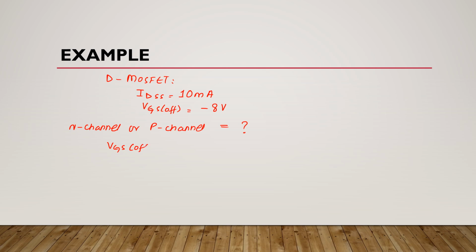Now, as you can see here, this cutoff voltage is negative. It means here the curve will be like this. Okay, this is minus 8 and here we have 10 milliamperes. It means it is an N channel D MOSFET.